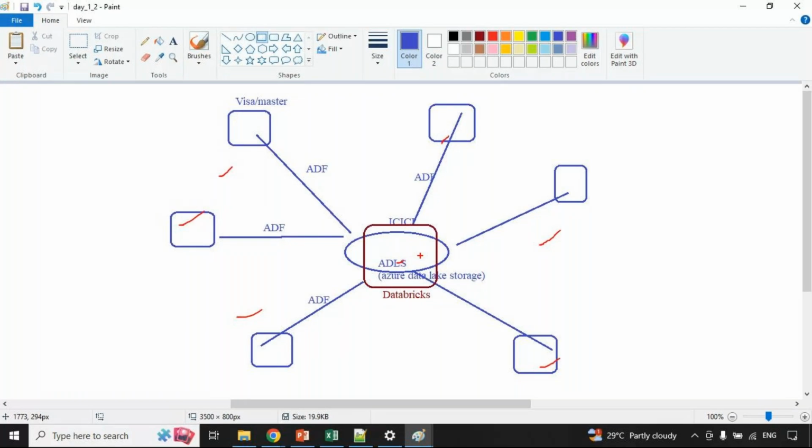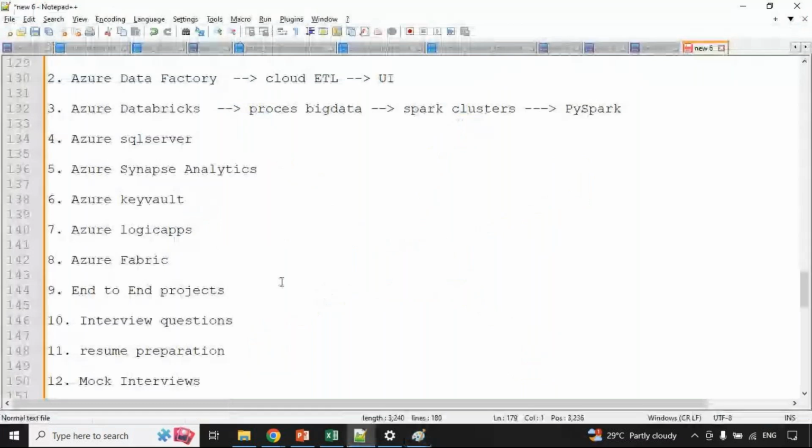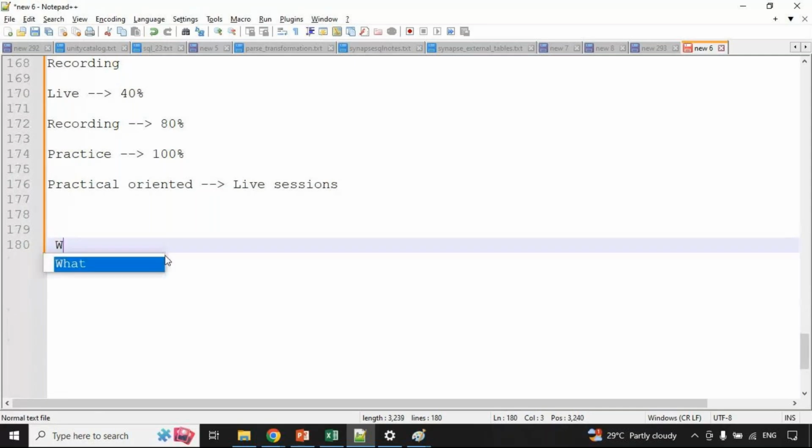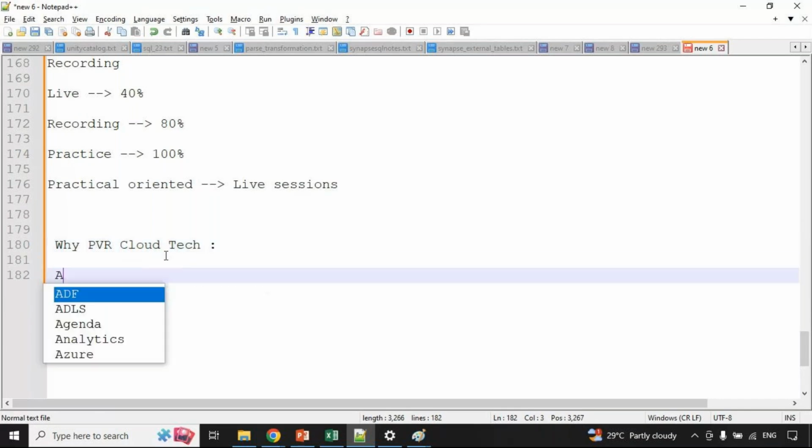So I'm using the Medallion architecture to organize the data and provide it to the reporting guys. Okay, and here, guys, it is only one course, only the Azure data engineering course.